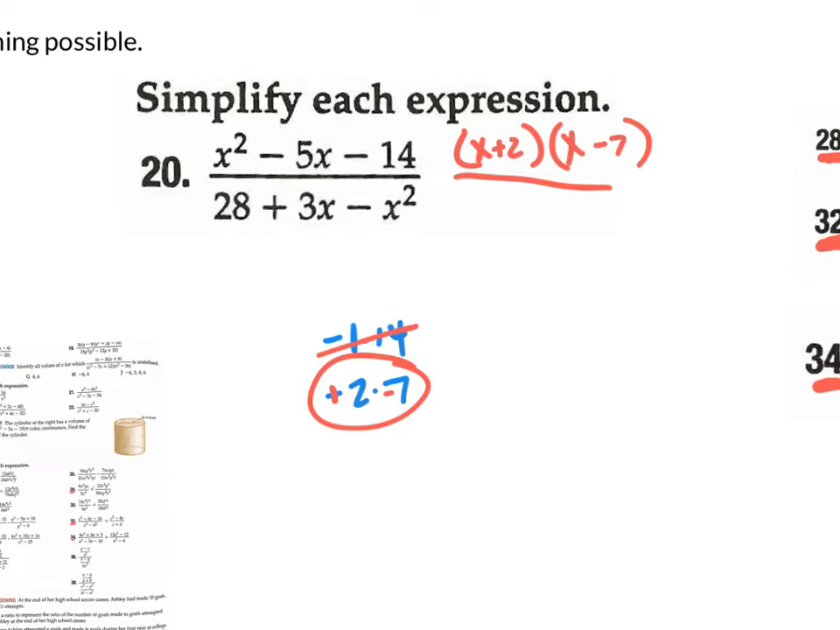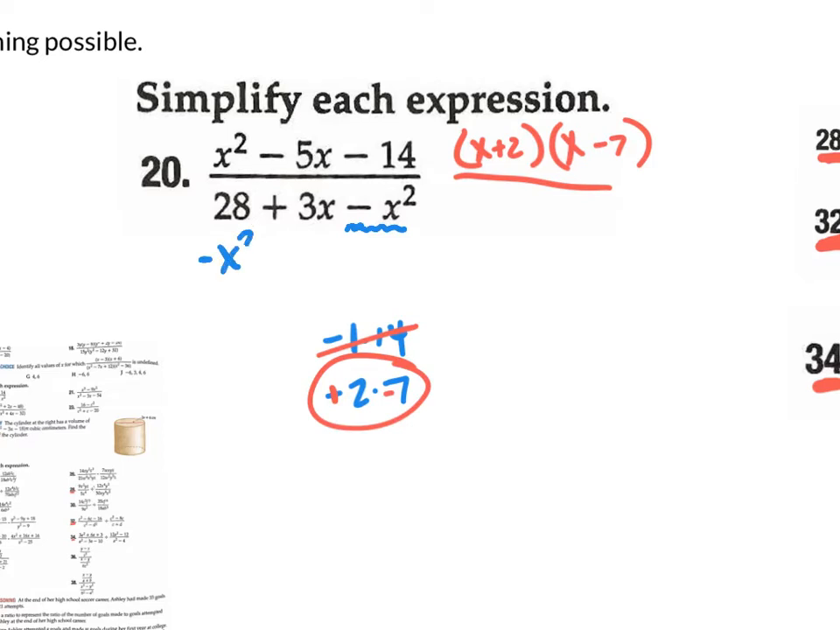Now, we have factored the top. Let's look at the bottom. This is a quadratic trinomial, but it's not in standard form. It's all out of order, right? You want your x squared term first, just like up here, x squared first, then your bx term, and then your c, right? So let's rearrange this. The commutative property of addition and subtraction allows us to rearrange it. So let's just take this x squared, which is actually a negative x squared, and let's write it first.